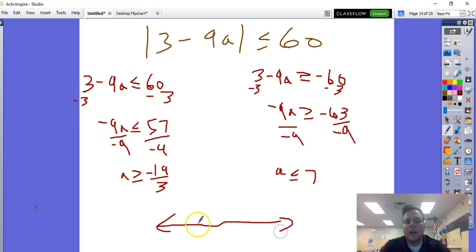So I draw myself a number line. Negative 19 over 3, and 7. Alright, it says a is greater than or equal to, so equal to bar. a is less than or equal to, so equal to bar. And they're meeting in the middle. Alright, so there we go.